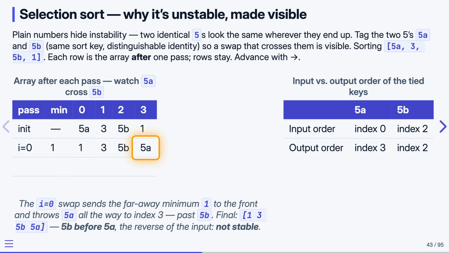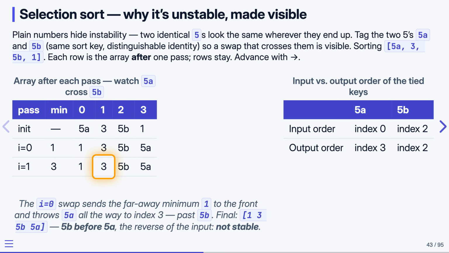Look what that swap did to 5A. The 1 came from index 3, so 5A was thrown all the way to the back, into index 3. That is the amber cell on the right. In the input, 5A came before 5B. Now it sits behind it.